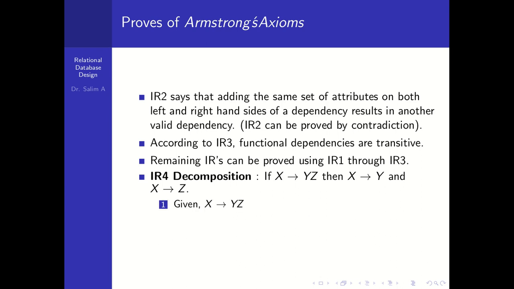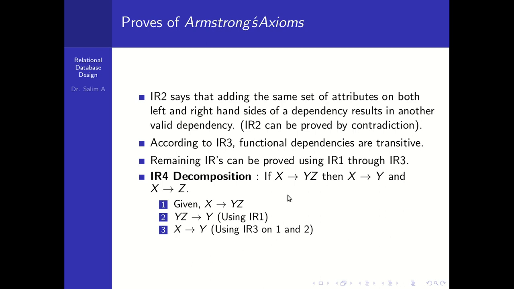For the proof, we use the first three IR rules. Given X determines YZ, that is what is given. Then using IR1, the reflexivity property, you can say that YZ determines Y, because YZ is a superset and it determines a subset Y, which is valid. Therefore, X determines YZ is given and YZ determines Y. What is the meaning of that? Using IR3, you can say X determines Y.